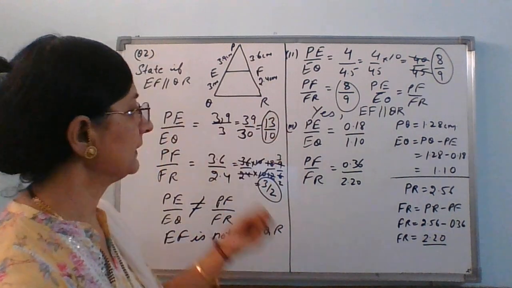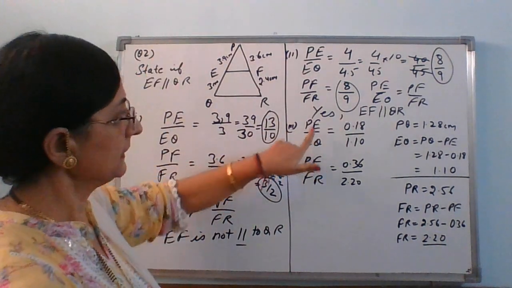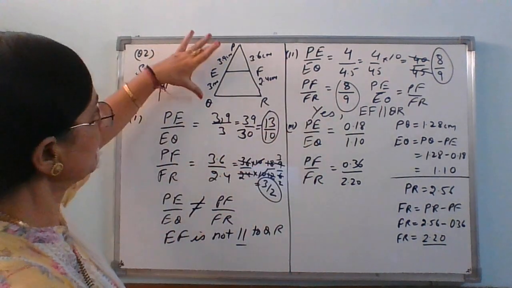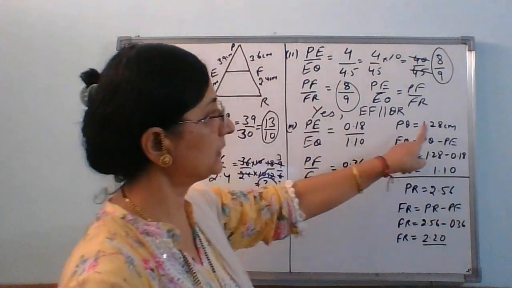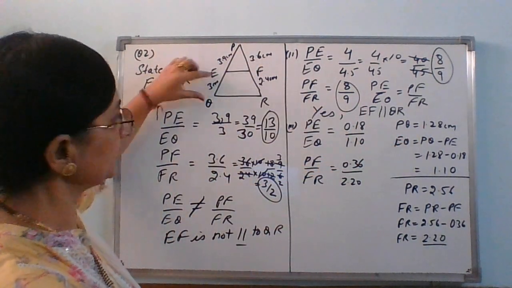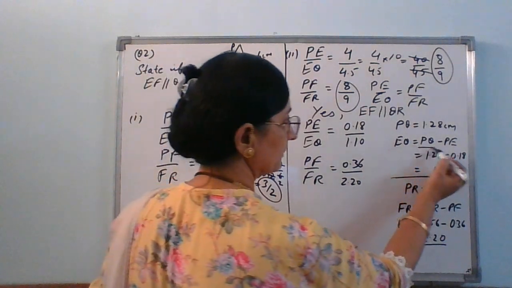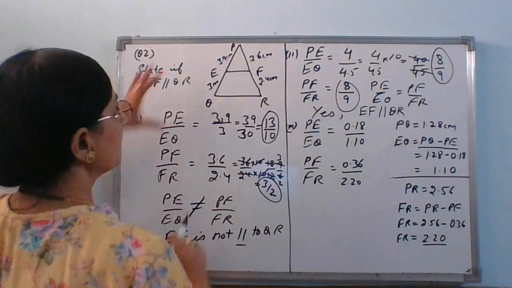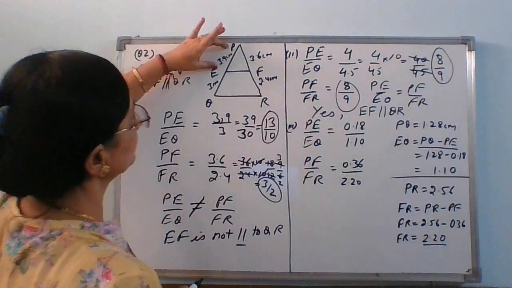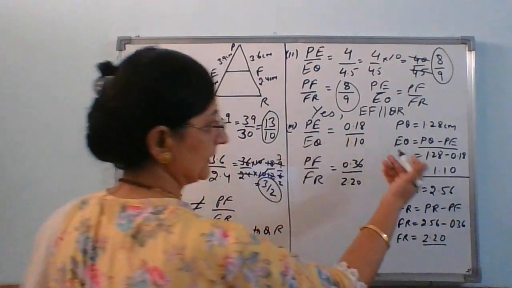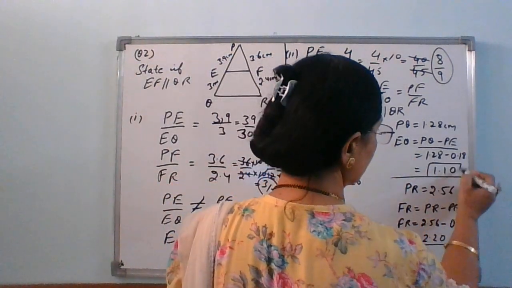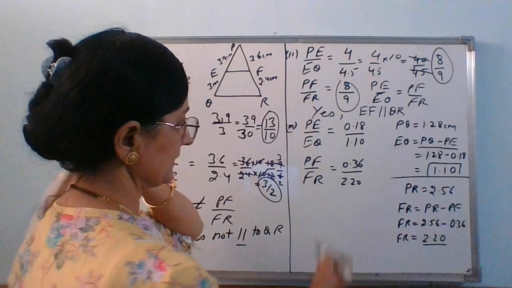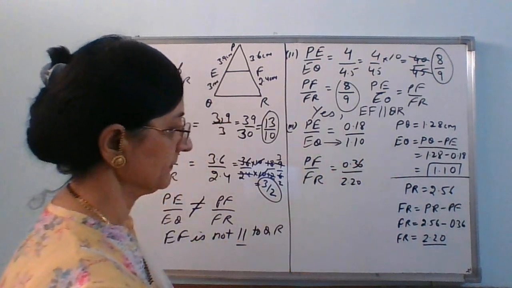In the third part, they have given us PE, but they have not given us EQ. They have given PQ. So in order to find EQ, we have to subtract PE from PQ. PQ minus PE will give you EQ. So let us find that here. I've already found it, so EQ is 1.10. Just substitute this here.